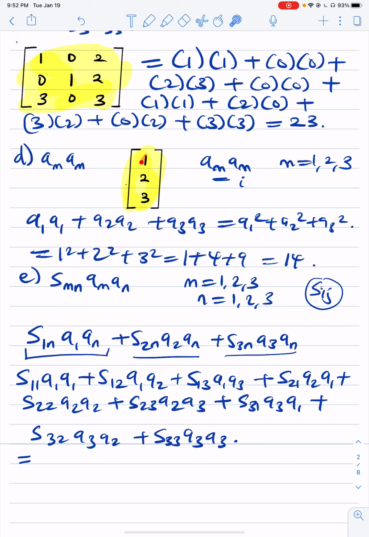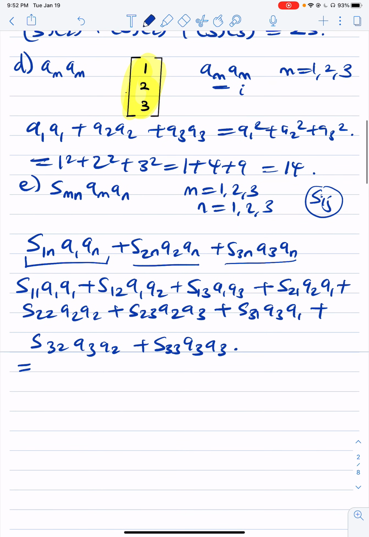S11 is 1. A1 is 1. So you multiply all three together. S12 is 0, so automatically everything here becomes 0. S13 is 2, right? Then A1 is 1, A3 is 3. So that's the same, that's just the way to do that. I'm going to write it very quickly, then you can also pause the video and verify if what I've written is correct.